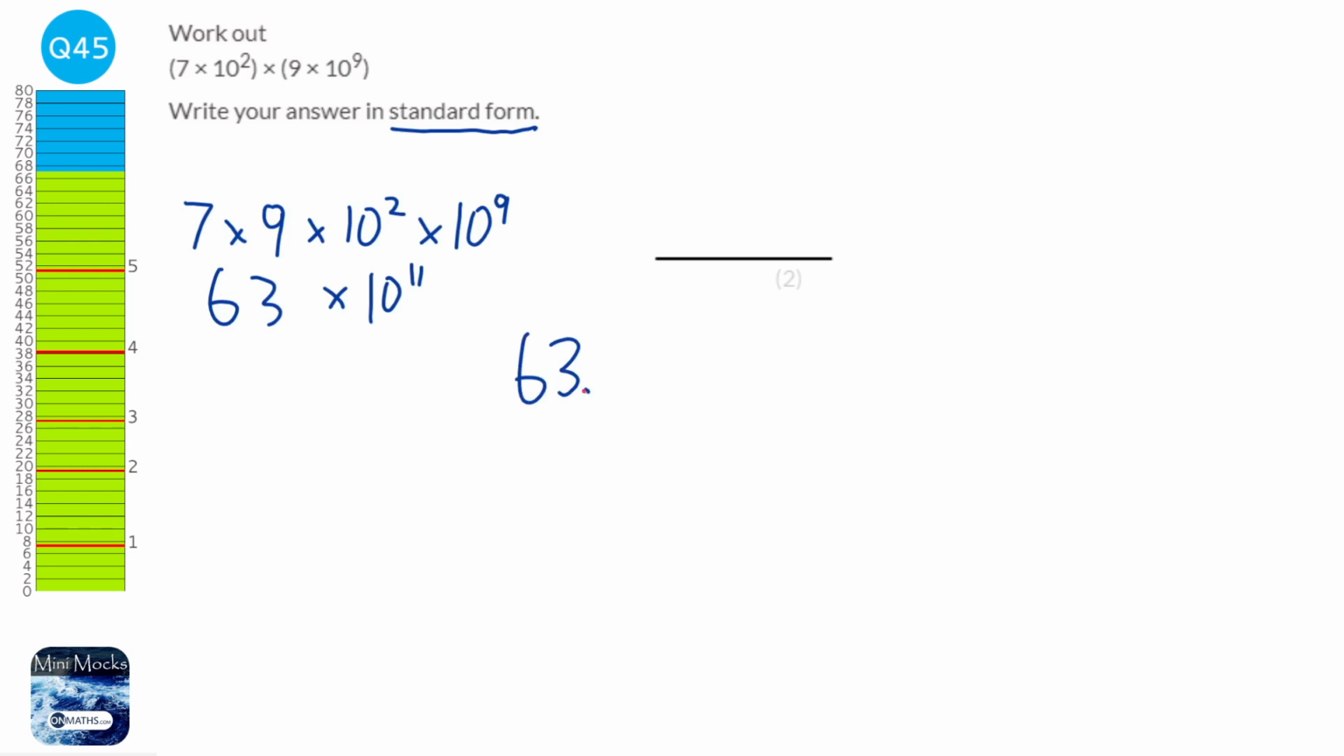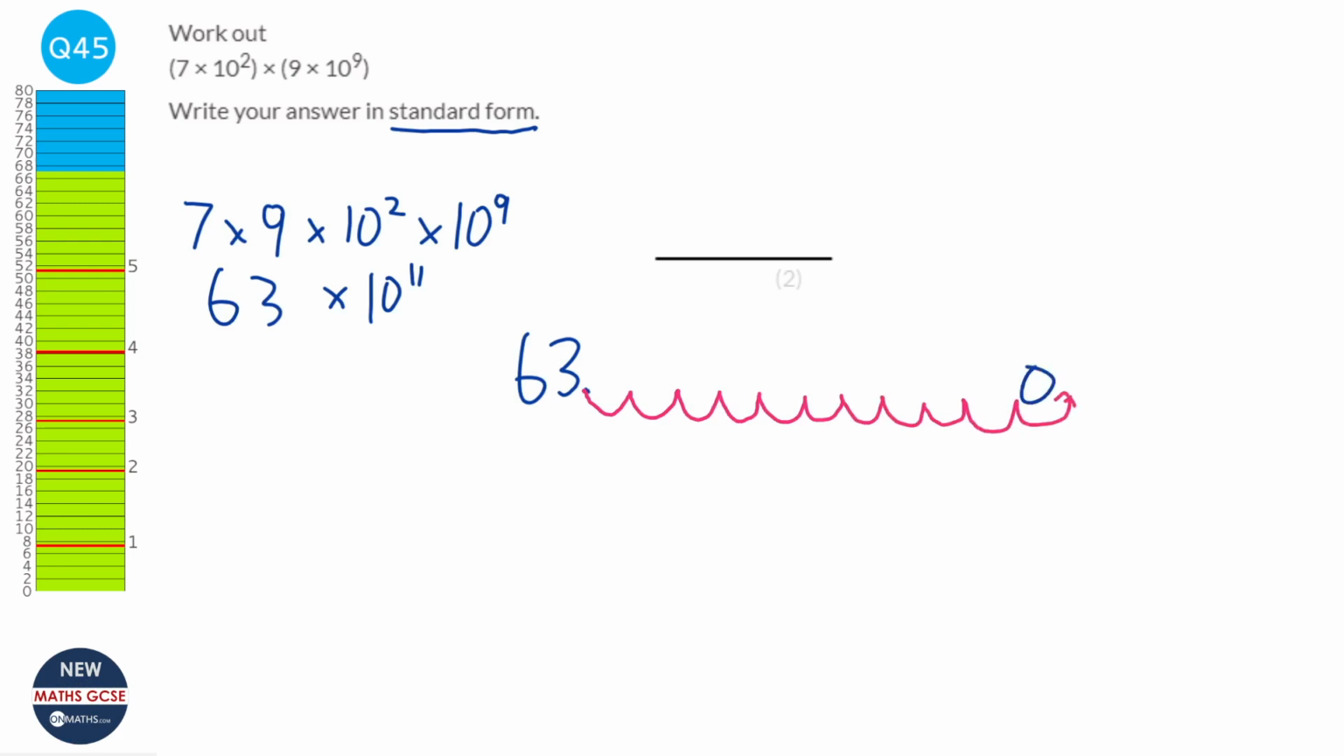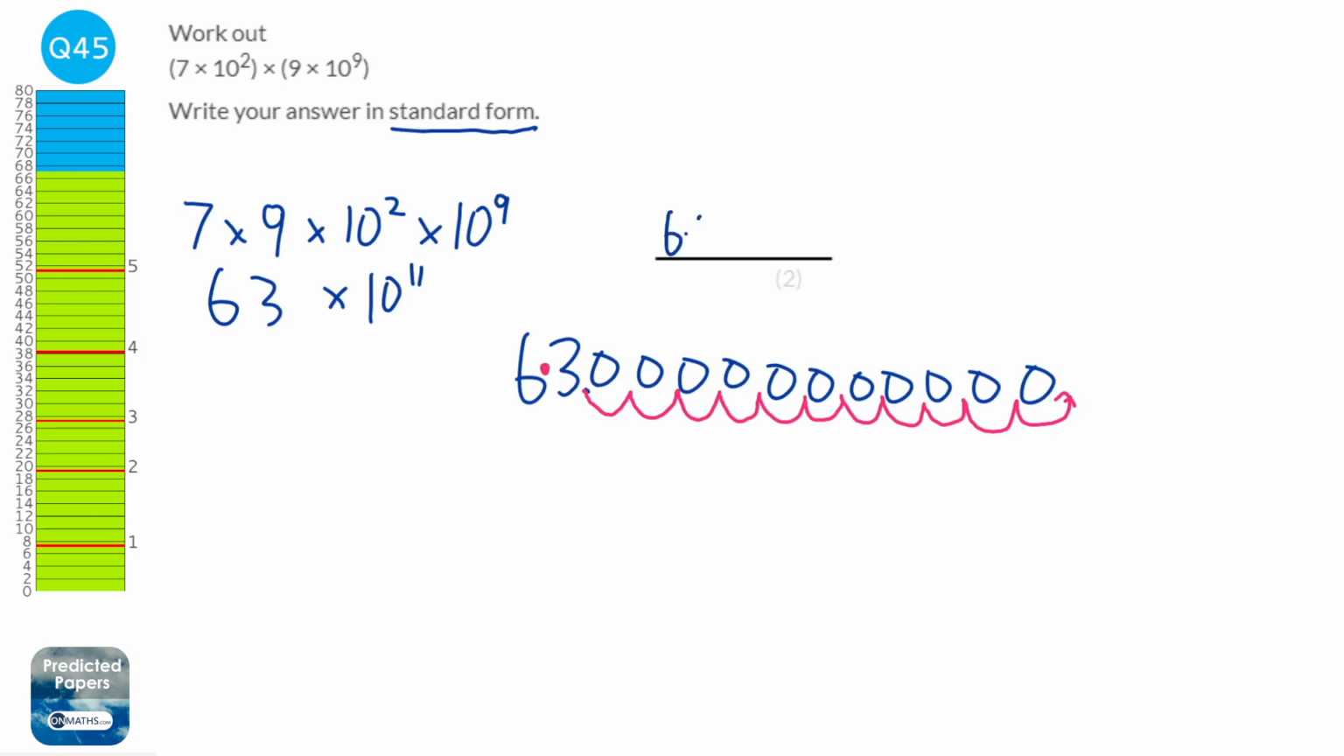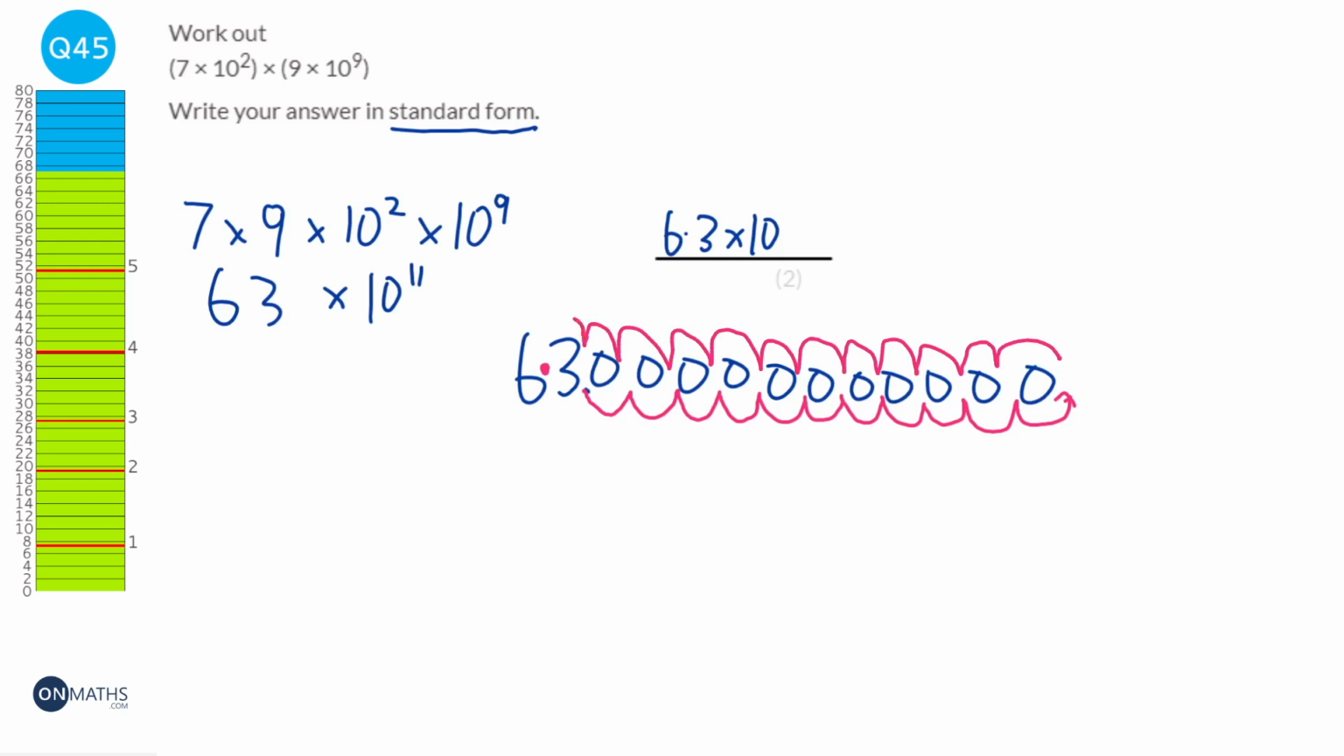So here we've got 10 to the power of 11, so it'd be 1, 2, 3, 4, 5, 6, 7, 8, 9, 10, 11. We fill these all out with zeros, and that's the number we've created here. A lot of zeros. Now, to make it a number between 1 and 10, not including 10, the decimal point needs to be here. So we want that to end up with 6.3 times 10 to the power of, well, let's work that out now. So we go 1, 2, 3, 4, 5, 6, 7, 8, 9, 10, 11, 12. So it's going to be 10 to the power of 12.